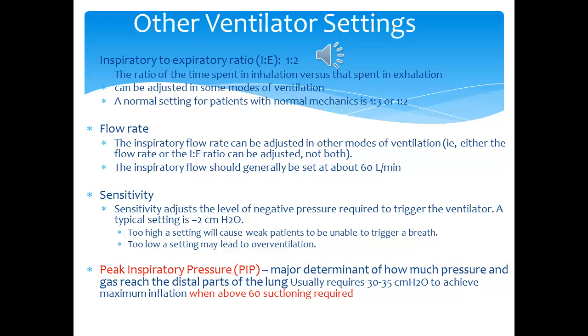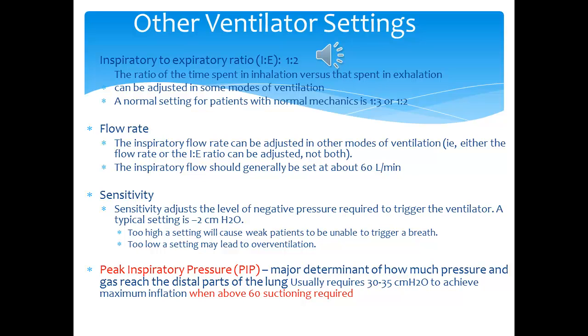Other ventilator settings that we don't deal with routinely but are nice to know include the inspiratory to expiratory ratio, which is normally 1 to 2. It can be reversed in pressure-controlled ventilation. The flow rate, which should generally be set about 60 liters per minute. Its sensitivity, which is typically set about -2 centimeters of H2O. Too high a setting will cause weak patients to be unable to trigger a breath. Too low a setting may lead to overventilation.